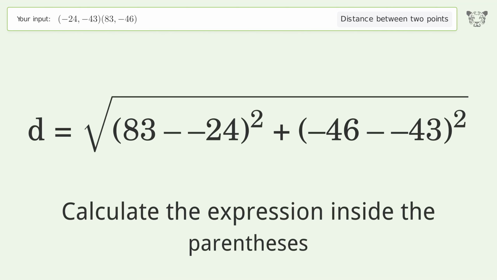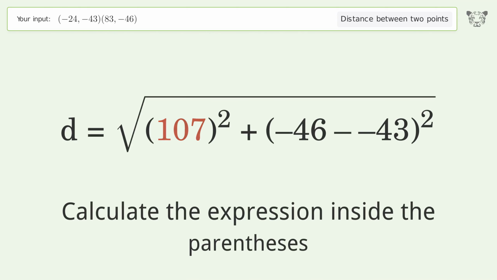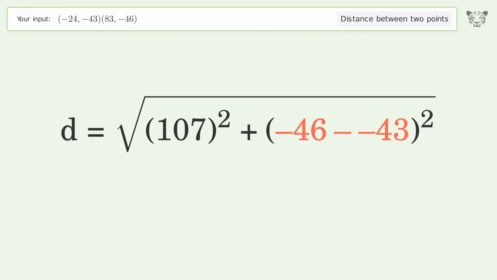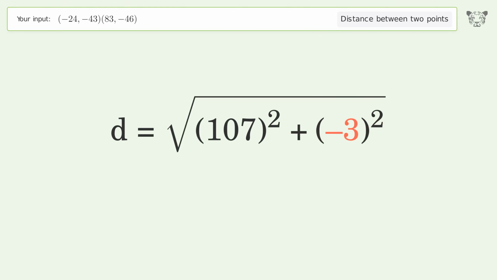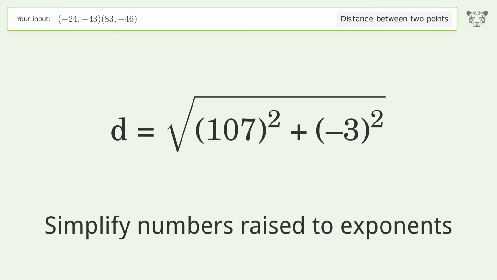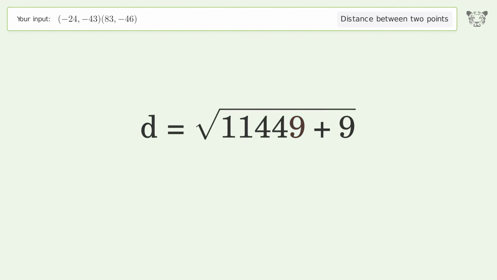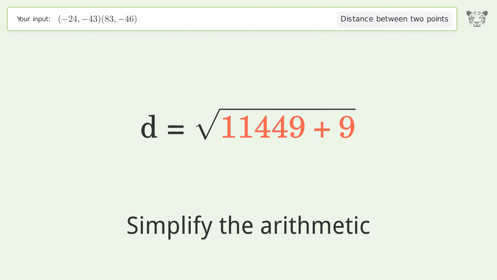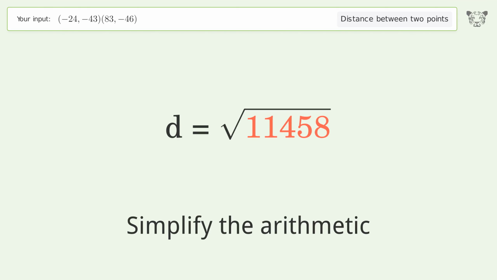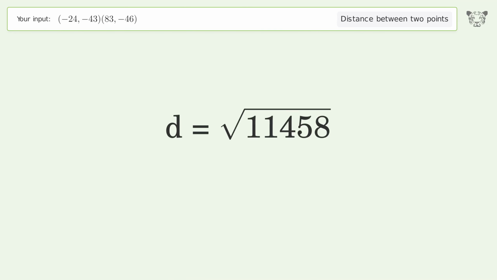Calculate the expression inside the parentheses. Simplify numbers raised to exponents. Simplify the arithmetic. And so the distance between the 2 points is the square root of 11,458, or 107.042.